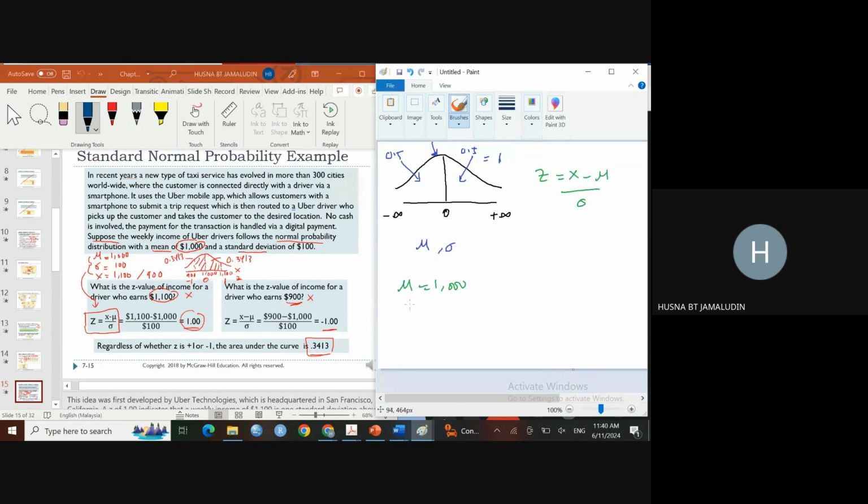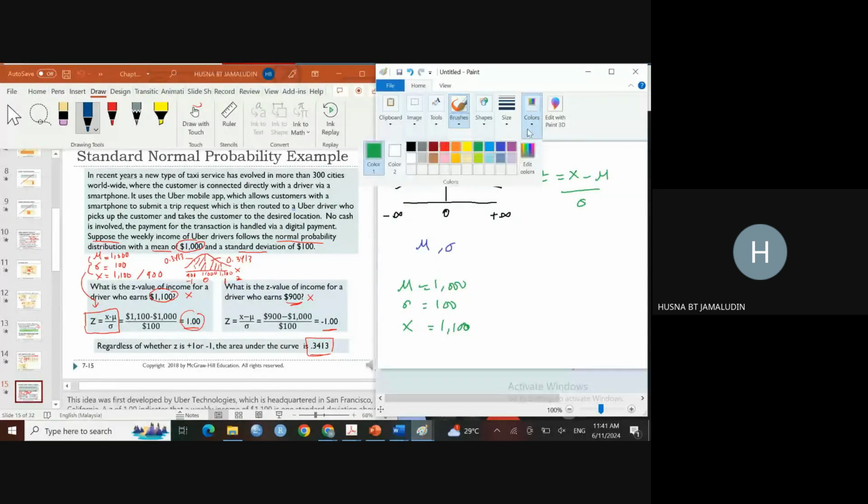Next, the standard deviation, which is in the form of sigma. Sigma equals 100. Now, what is the question? What is the Z value of income for a driver who earned 1100? Remember, this is just like your previous probability questions. How do you find the X? X will be given in the question, so your X equals 1100.